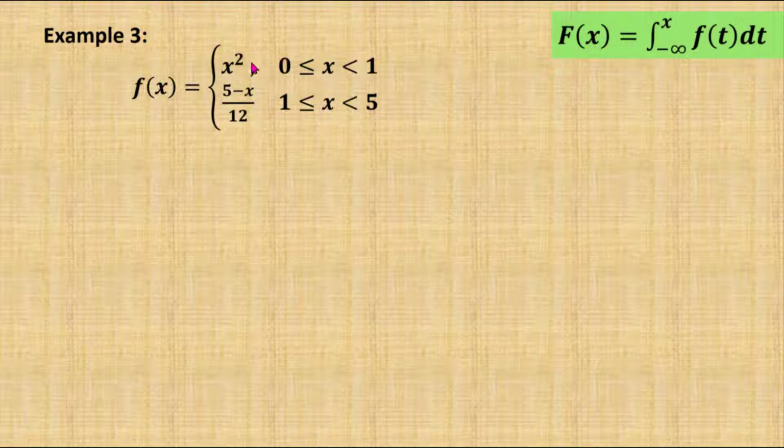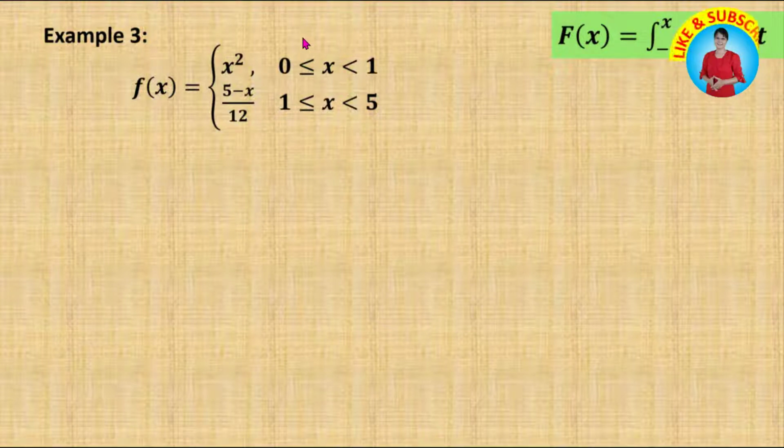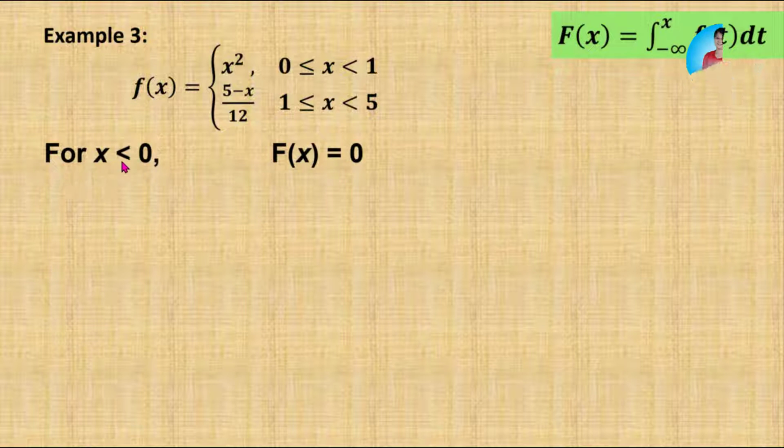For this, all the intervals of values of x must be considered. Besides the interval from 0 to 1 and the interval from 1 to 5, we must also consider the interval when x is less than 0 and x is greater than 5. For x less than 0, the cumulative function is equal to 0.